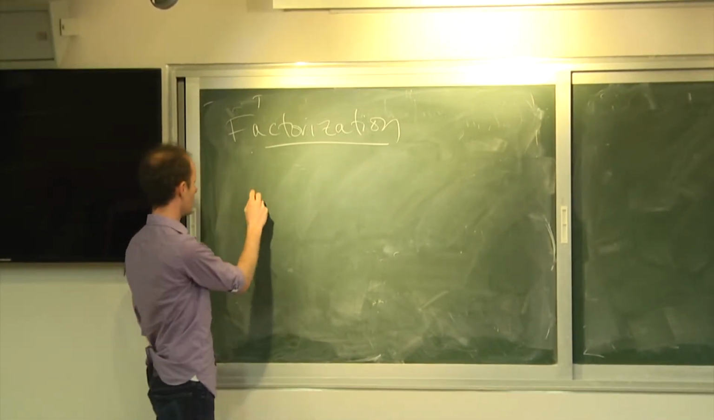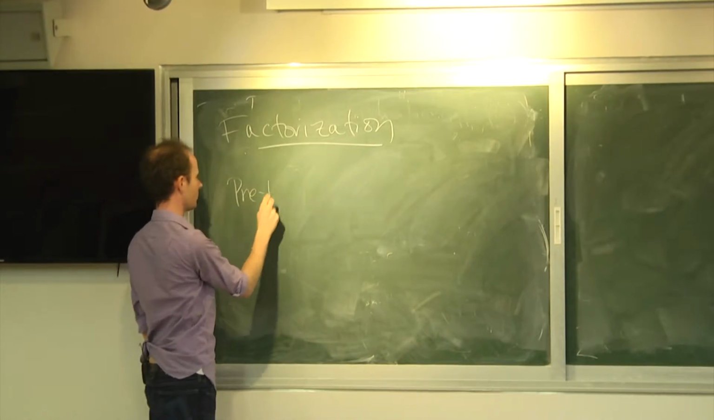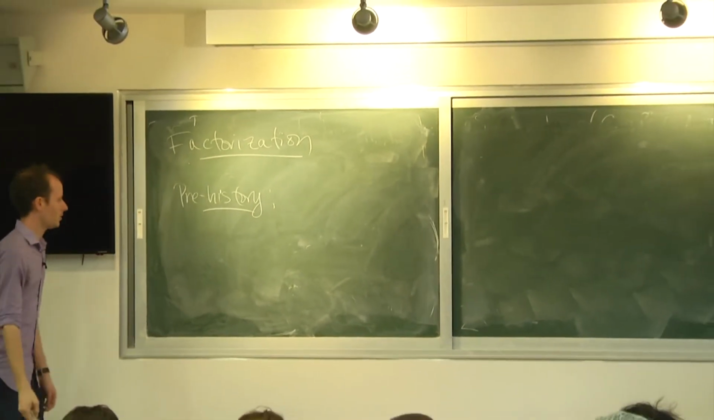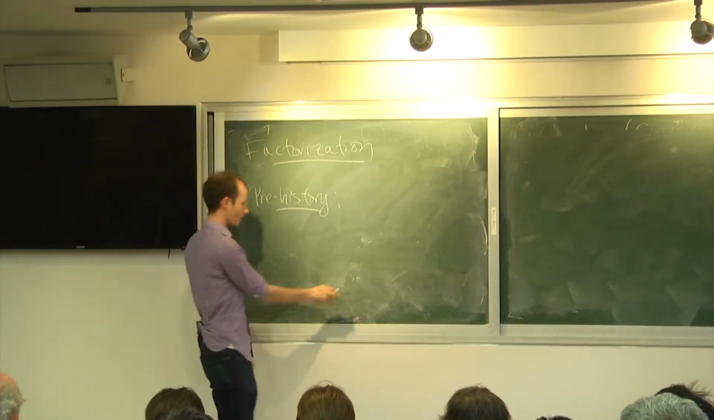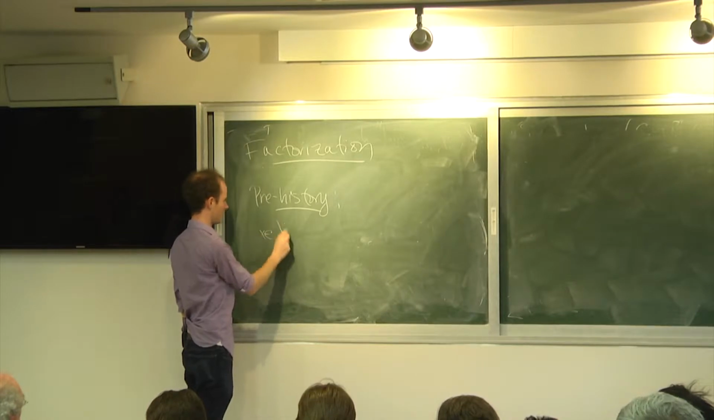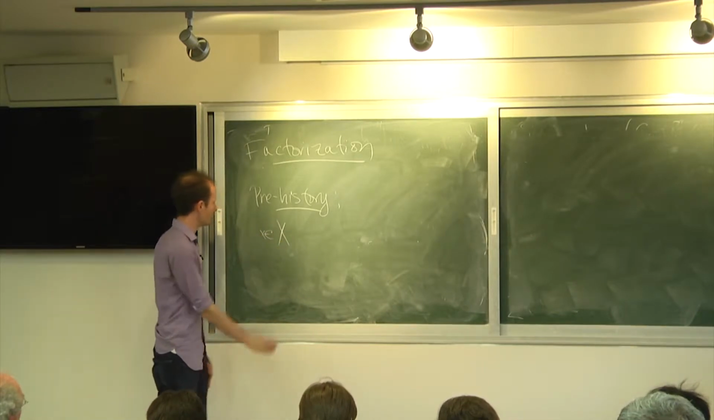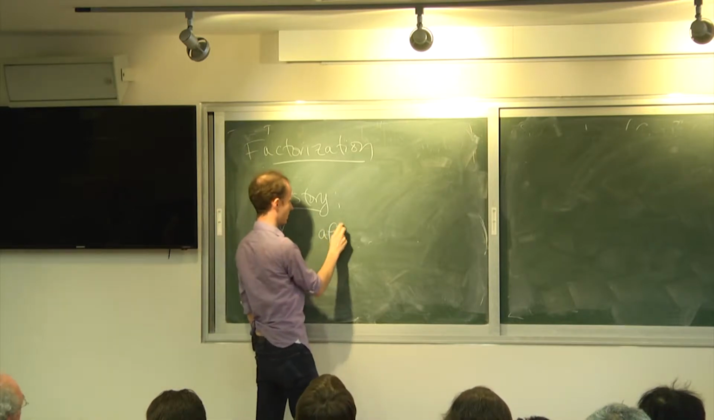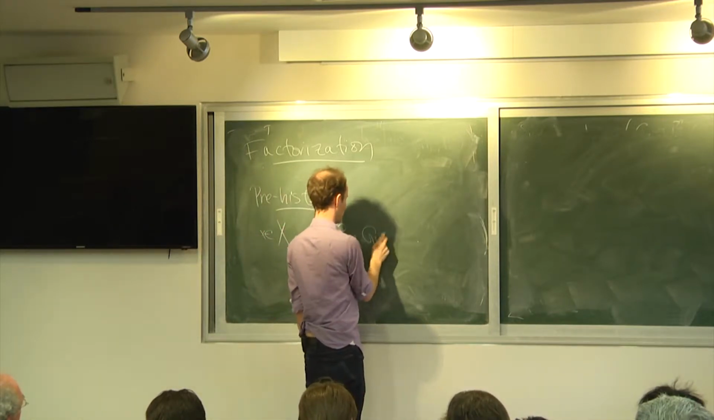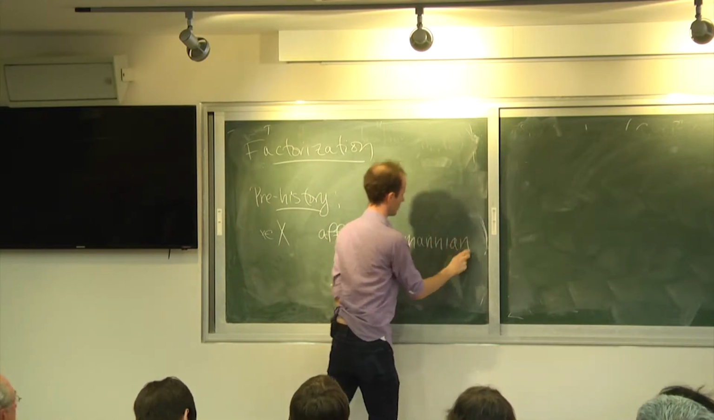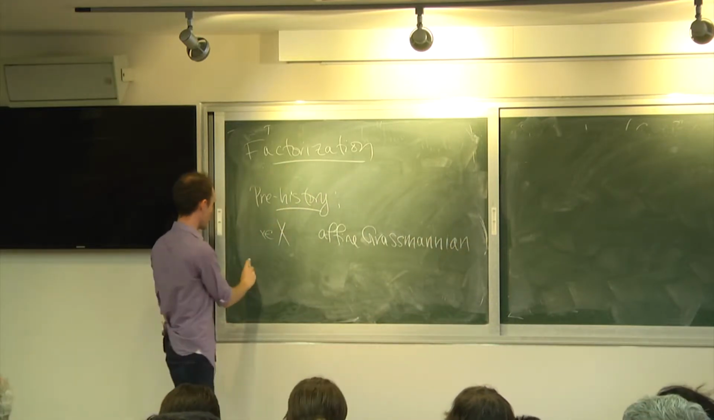So the kind of prehistory to the idea, or a way that you could just invent it by yourself if you gave it some thought. If you have a point in a curve, there's some notion of what's called the affine Grassmannian. So it appeared already in the conference.